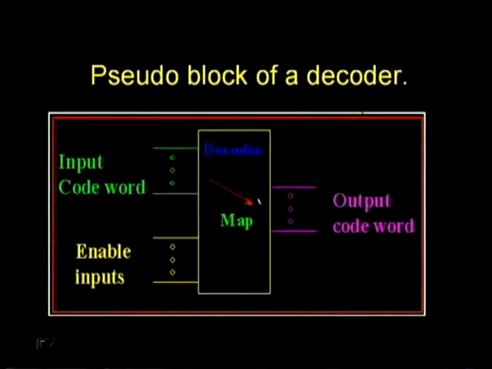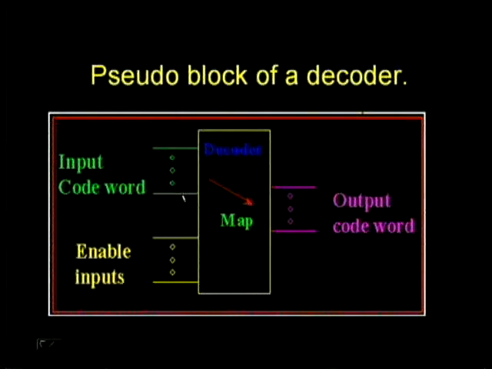Now, let us start with the decoder first. The pseudo block diagram of a decoder looks like this. It has inputs and outputs. It also has enable inputs. Enable inputs must be activated to get valid output. The job of the decoder is to convert this input code word into output code word.